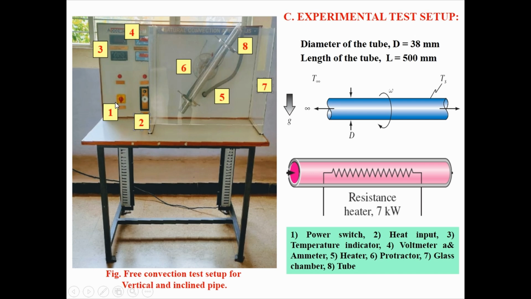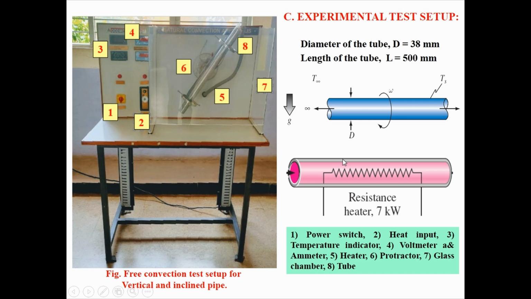First one is the power switch. Second one is the heat input. Third one is the temperature indicator. Fourth one is the voltage and ammeter reading. Fifth one is the electrical heater. Sixth one is the protector. Seventh is the glass chamber. And eighth is the tube.